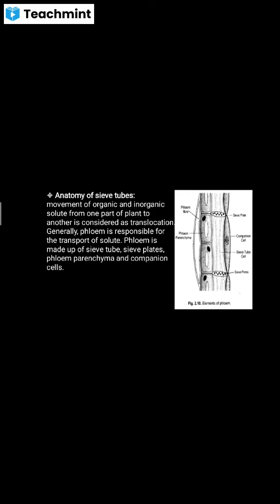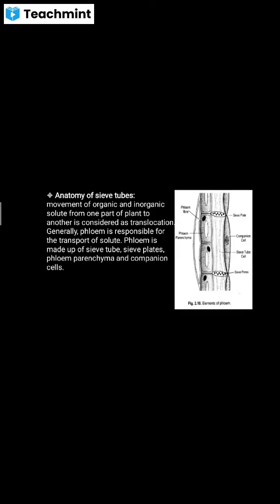So generally the phloem cells are responsible for the transport of the solute. So you can study the phloem or the parts of this phloem. So the phloem is made up of which parts are included under the phloem cell. So first one is the sieve tubes, sieve plates, phloem parenchyma and companion cell. In last year you have studied the detailed part of these different parts of the phloem and xylem.